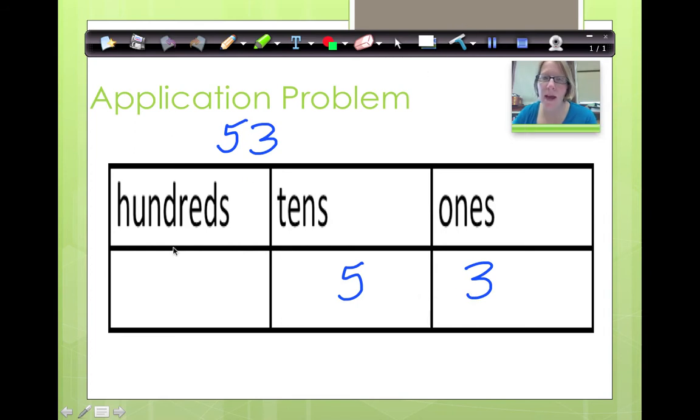Okay, and if we have 453, we would put the 4 in the 100 spot, the 5 in the 10 spot, and 3 in the 1s, because we know what all of this is.